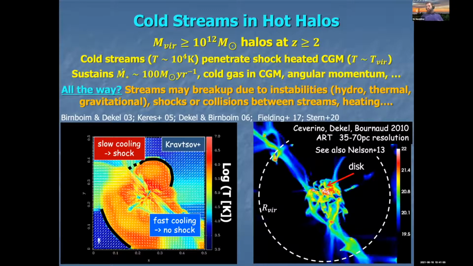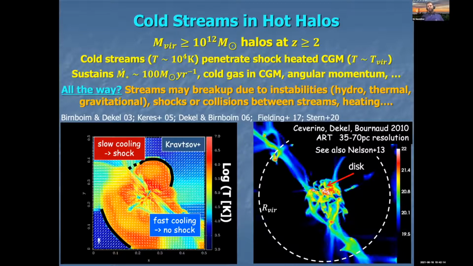And indeed, a lot of cosmological simulations show that as these streams approach about half the virial radius or so, in many cases they tend to break up, or they tend to mix with the hot gas, or they tend to destroy themselves due to thermal instabilities, hydro instabilities, shocks and collisions, etc.